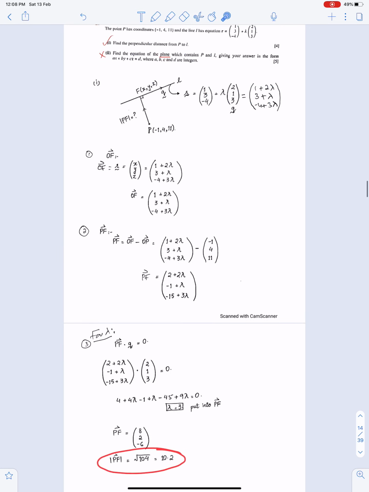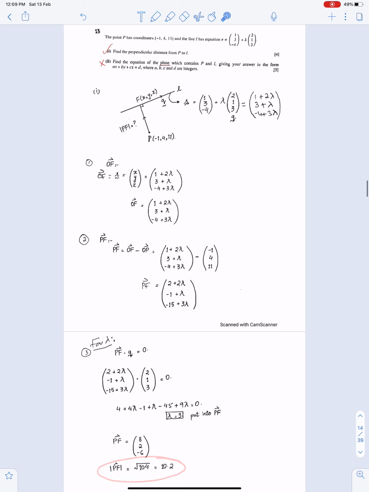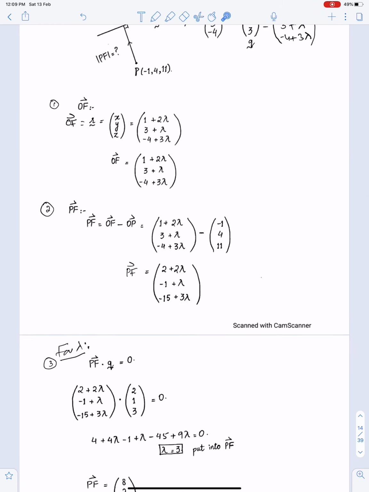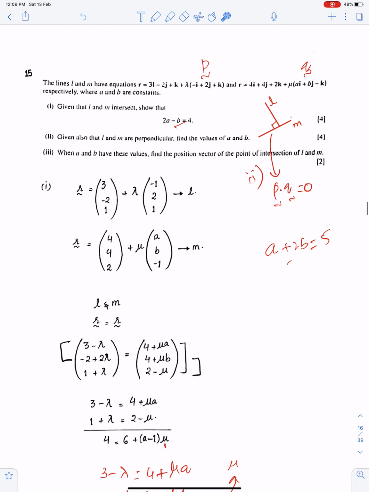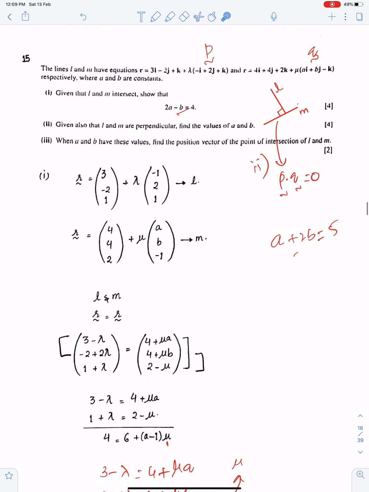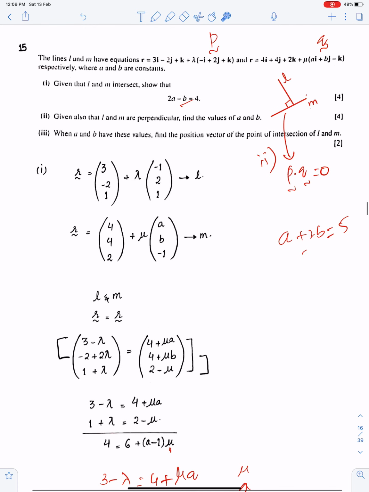If you want to take the screenshot of this solution, you can. Well, the next question is 15. The lines L and M have equations. Given that L and M intersect, show that this thing.